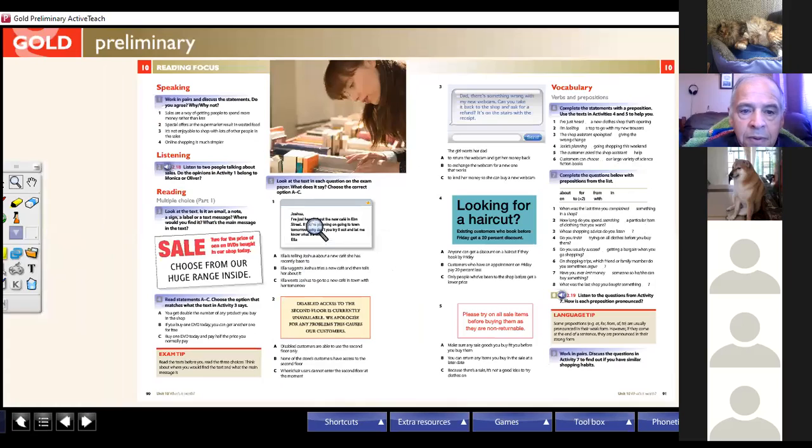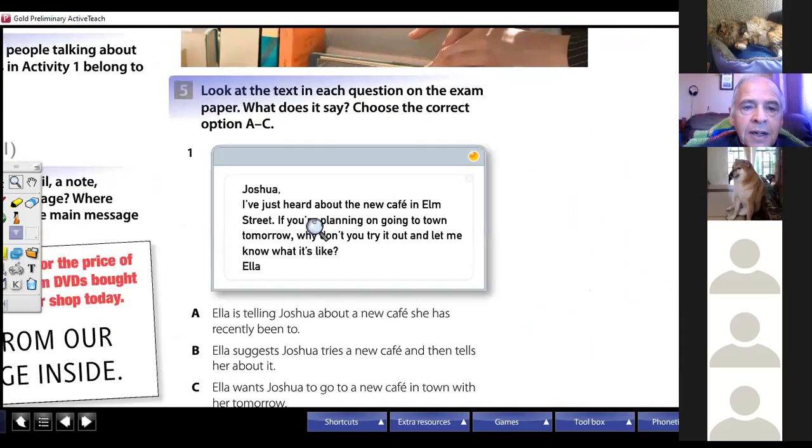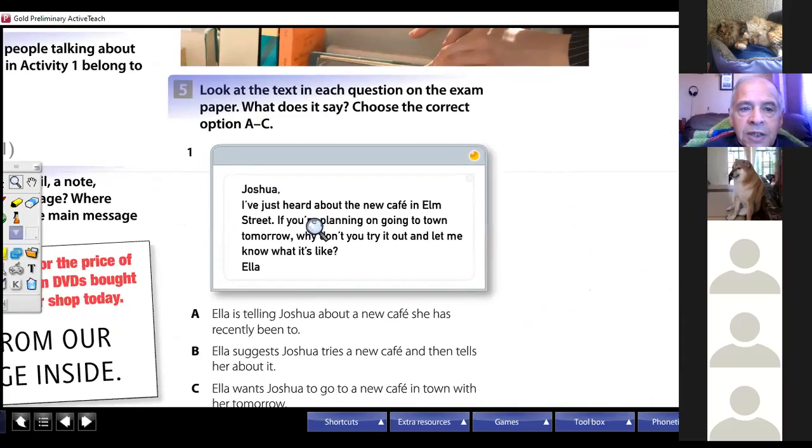Yeah. For example, in here, it says, look at the text in each question on the exam paper. What does it say? Choose the correct option. Let's see, Danae, read this, please. Joshua. Okay. Joshua, I've just heard about the new cafe in Elm Street. If you're planning on going to town tomorrow, why don't you try it out and let me know what it's like? Ella. Ella, that's right.